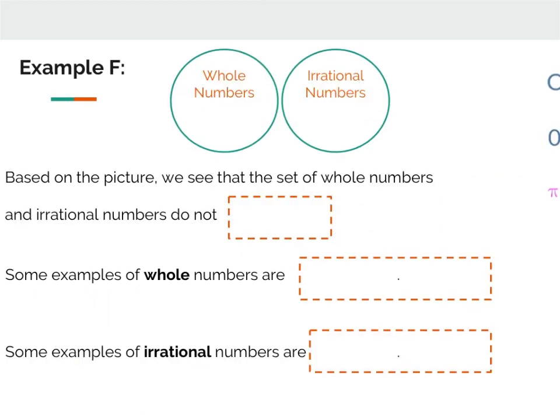So example F says, based on the picture, we see that the set of whole numbers and irrational numbers do not overlap. So they're not overlapping in any way. Some examples of whole numbers, we've got 0, 9, 27. Some examples of our irrational numbers are like pi, the square root of 12, which is a non-perfect square, and 0.153, on and on and on, and never repeats. So in this picture, we can see that whole numbers and irrational numbers are not related. They are not the same. So every whole number is not irrational, and every irrational number is not a whole number.